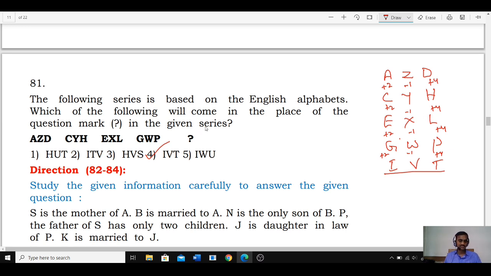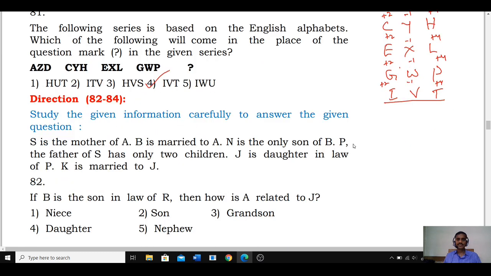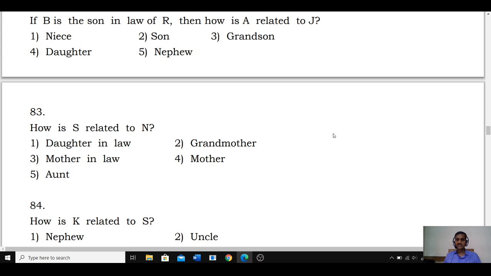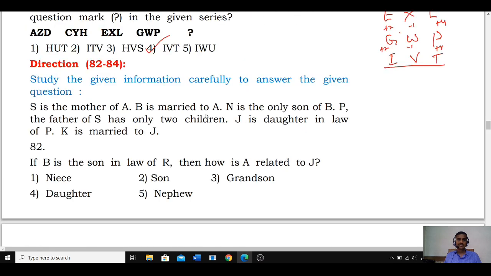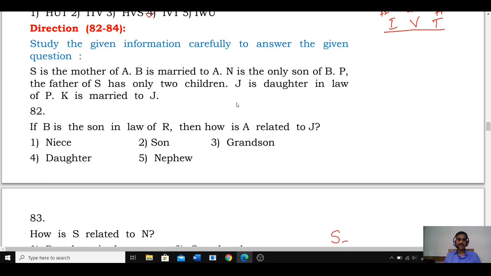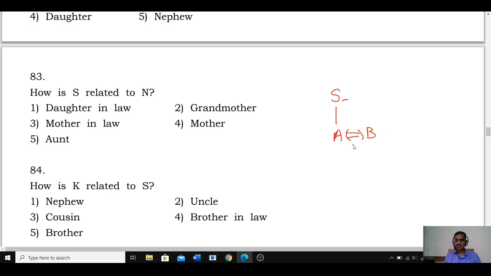Then coming to question numbers 82 to 84. Now in this 82 to 84, S is the mother of A. It is based on blood relations. S is the mother of A. How to write this one? S is the mother of A. And next one, B is married to A. A and B are married couple. B is married to A. N is the only son of B. N is the only son, which means their son is only one.